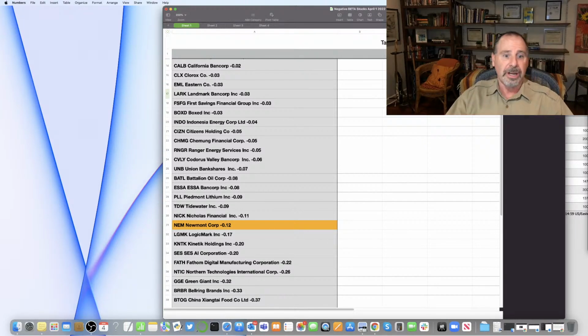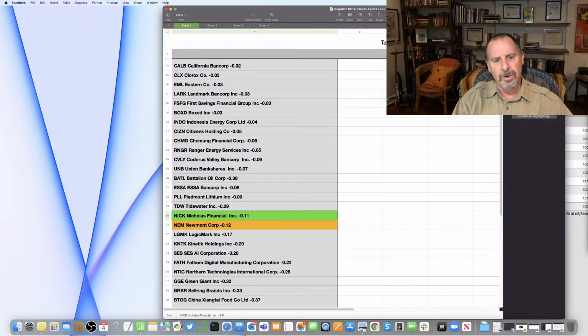So let's take a look at how many of these financial services companies there are. I'm betting there's a few. So we're going to color those green for money. So I've got Nicholas Financial. I'm not sure if Tidewater might be a bank. ESSA Bancorp. These are making sense to me. Union Bank Shares.